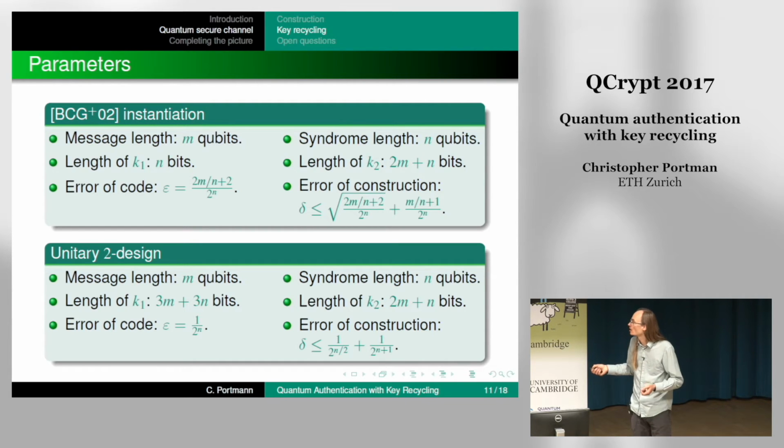We can also plug in unitary 2 designs. Then you need a bit more key at the beginning, but you get all this key back when you recycle it, and you get a better error. So it's a trade-off between how much key you start off with and the kind of error you're willing to accept.